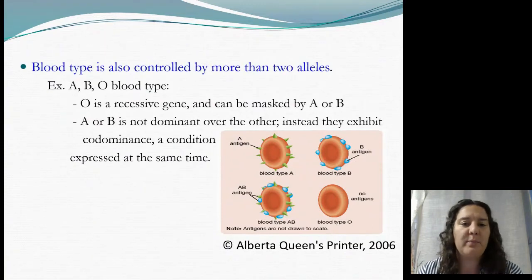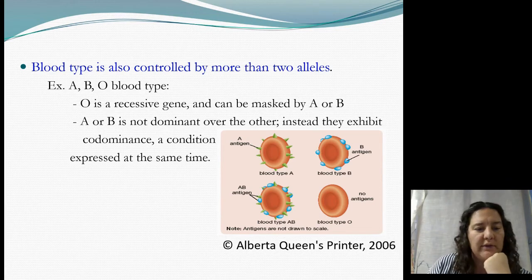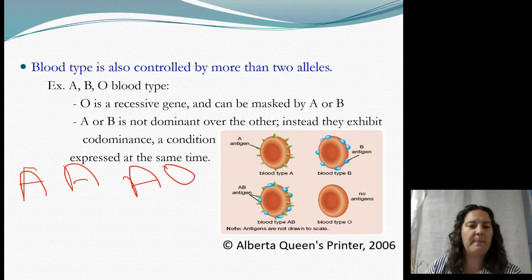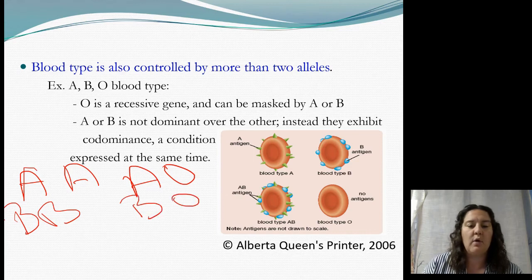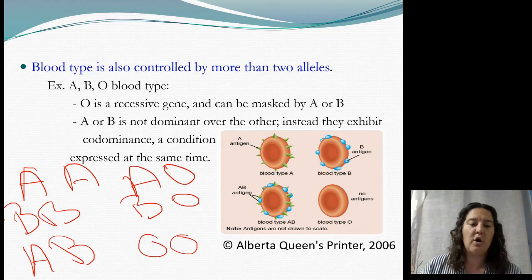Blood type is also controlled by more than two alleles. So people can have blood types A, B, O, or AB. O is a recessive gene and can be masked by either an A allele or a B allele. So an individual who is blood type A could either have two A alleles or an A and an O. Same thing with an individual who is blood type B: they can have two B alleles or one B and one O. A and B are not dominant over each other, they're co-dominant. So if an individual has one A and one B, they would be blood type AB. For an individual to be blood type O, they would have to have two O alleles.